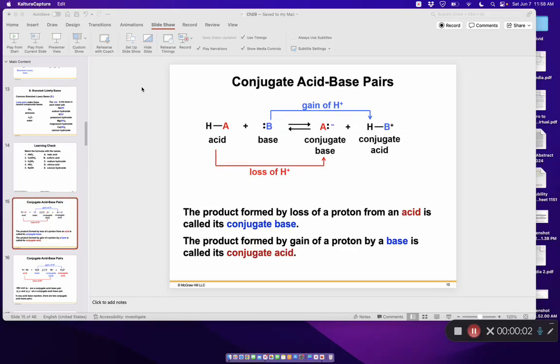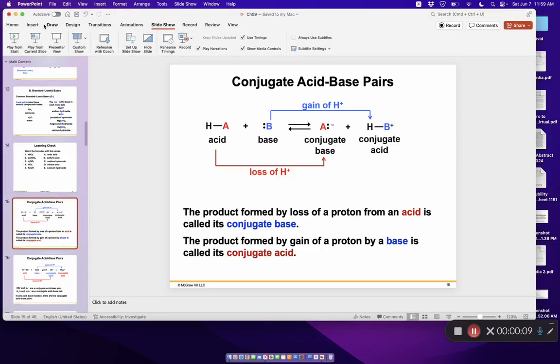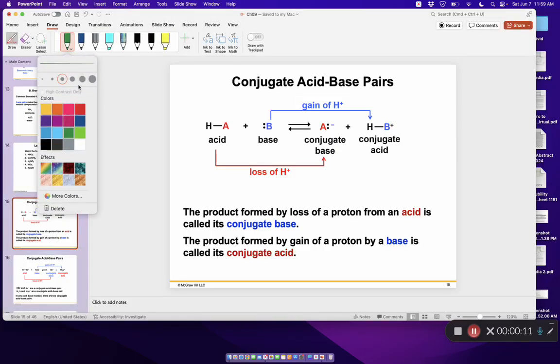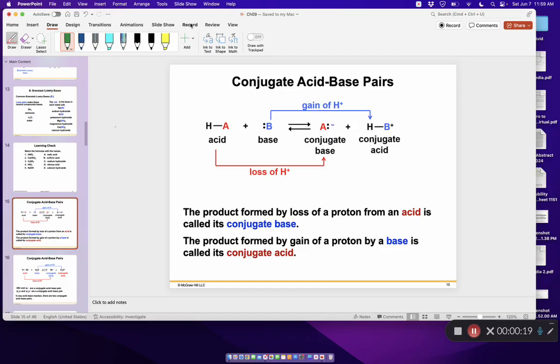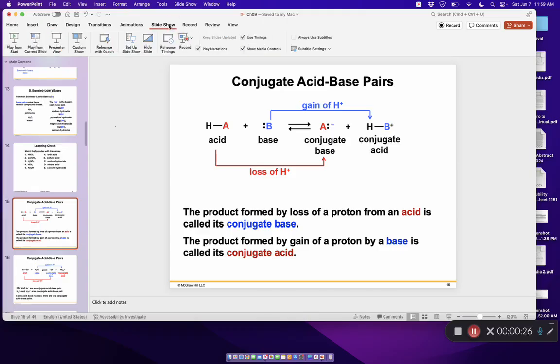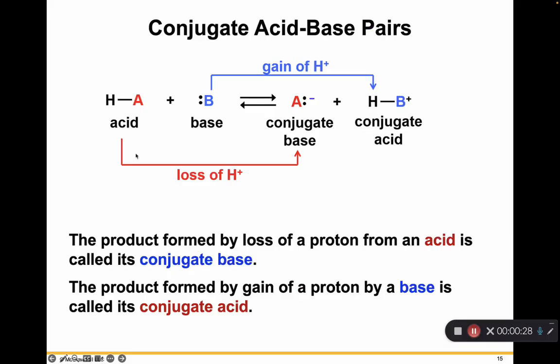Hello students, in today's lecture video we are continuing our chapter 9. We are learning about conjugate acid-base pairs, how to recognize the acid-base pair, and how to know the relative strength of acids, how to recognize them. So let's start today's class.